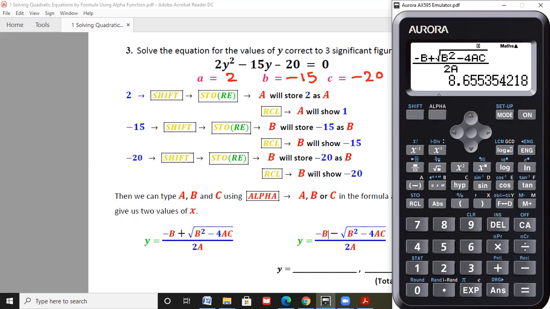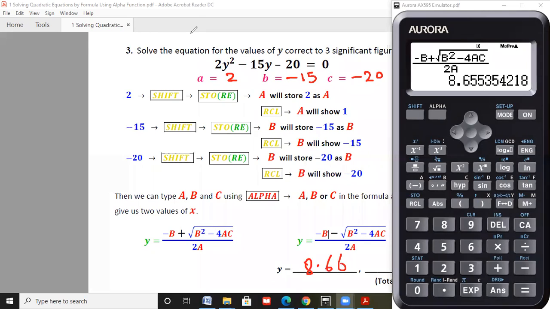And this will give me 8.65535. As I'm required to write to 3 significant figures, depending on the 4th significant figure, I'm going to round my answer up to 8.66.